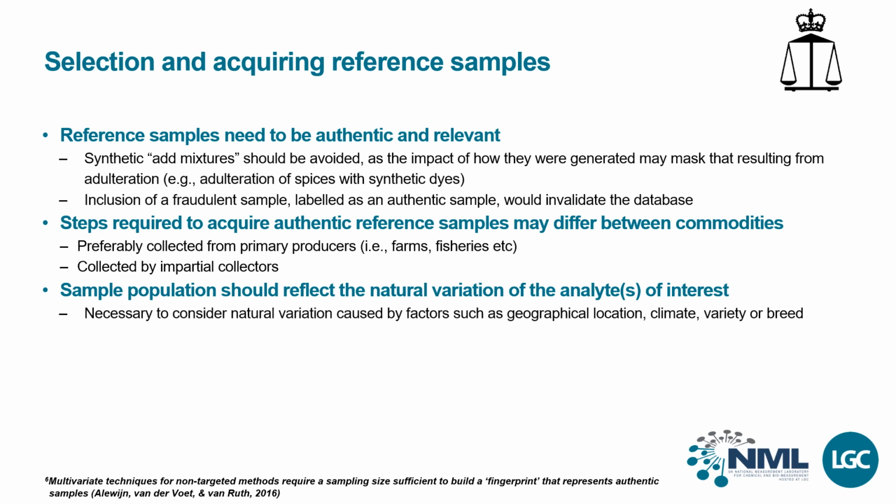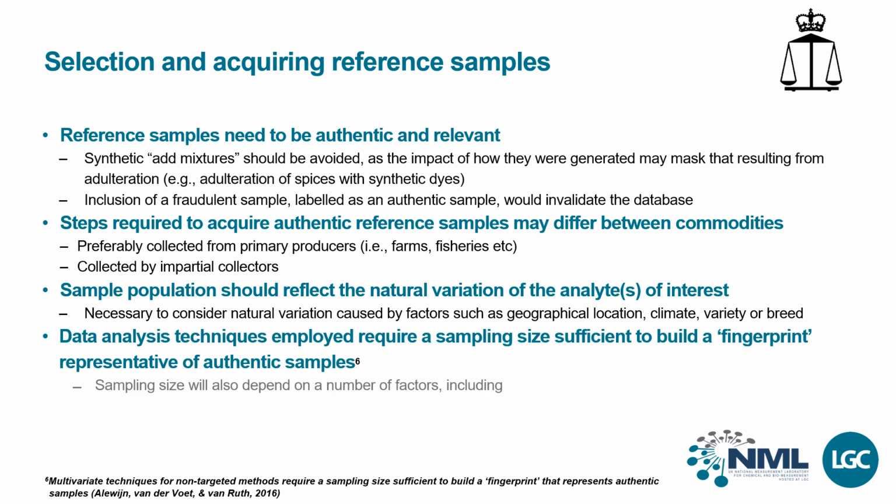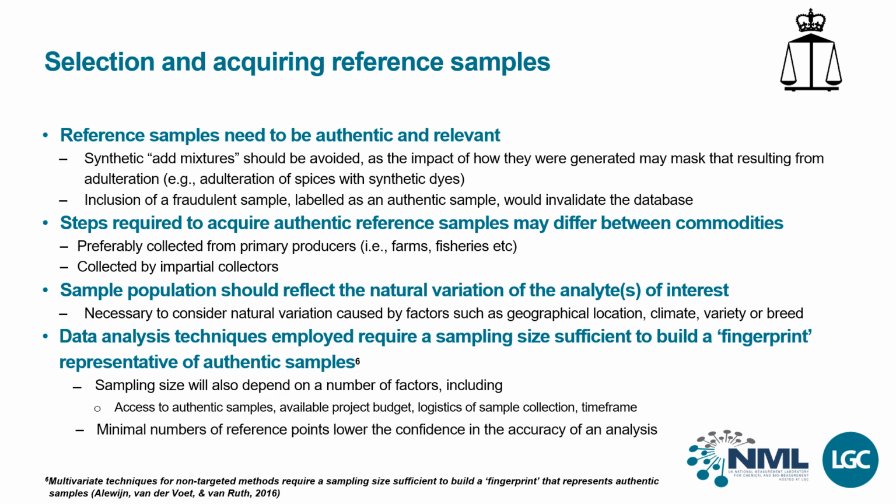In many situations, it may be necessary to consider any natural variation that may be caused by a variety of factors, such as geographical location, climate, variety, or even breed. In addition, the multivariate analysis techniques frequently employed may also require a sampling size that is sufficient to build a fingerprint that is representative of any authentic samples. As well as these considerations, the final sample size may also depend on a range of additional factors such as access to authentic samples, project budget, working time frame, and the logistics of sample collection.